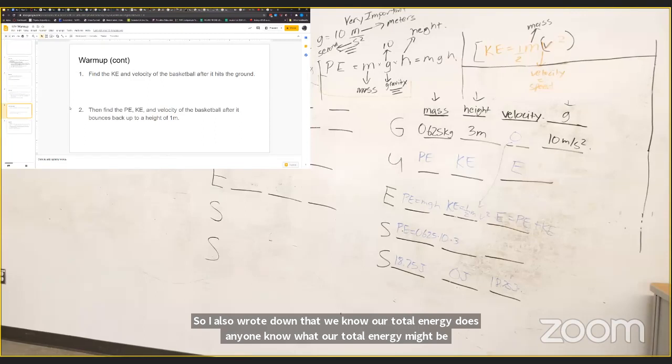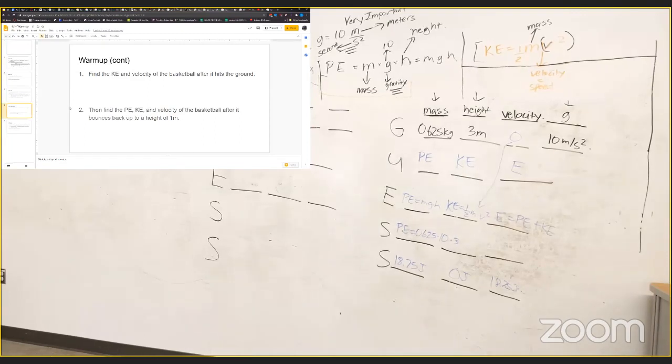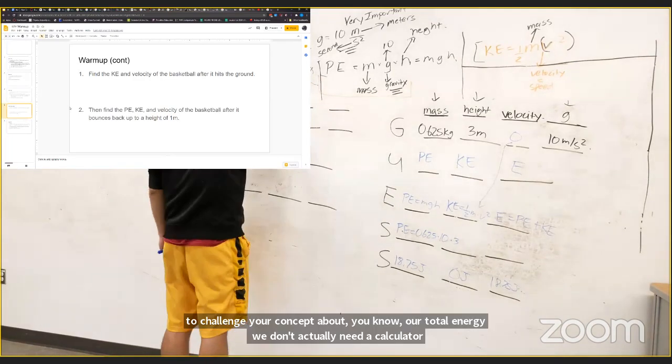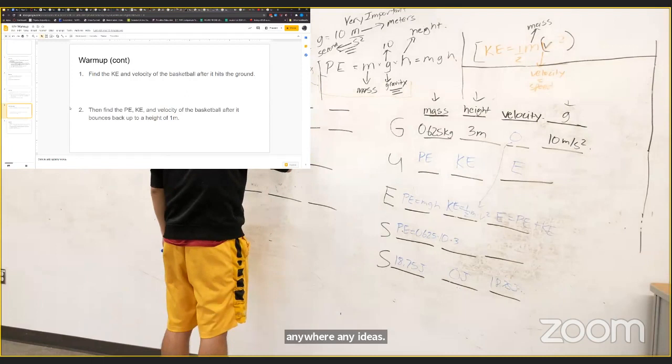So what I'm going to do is fill in some of the stuff that we know. We did a great job here. We know our mass, 0.625. We know our height.